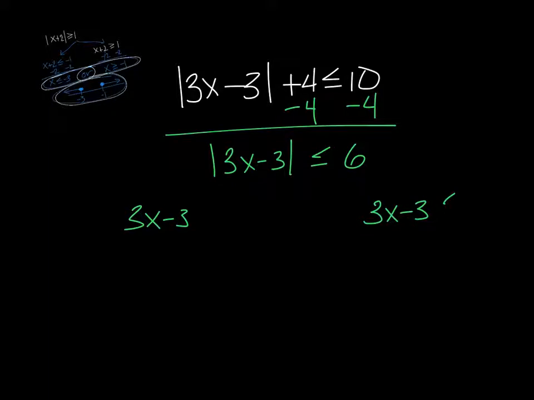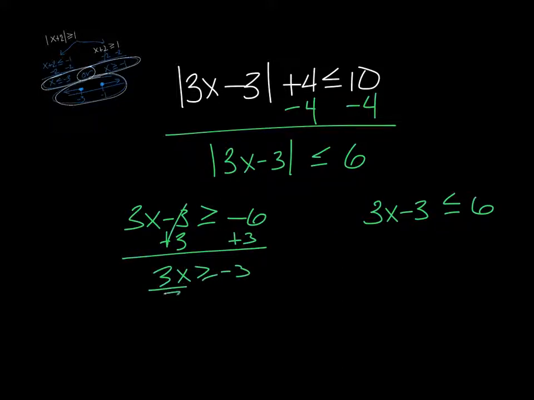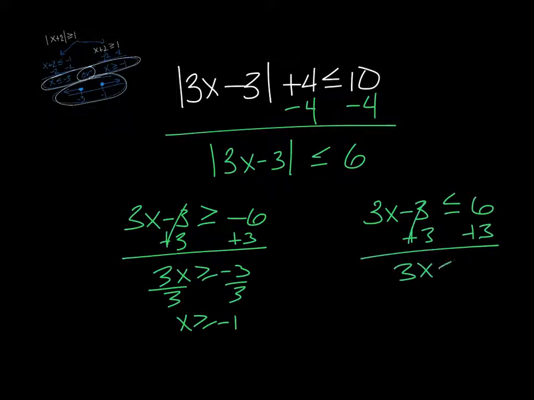So I do it with the positive, keep it exactly the same. When I do the negative 6, I have to switch the sign and then solve from there. I'll just do that quickly. Add 3. We have 3x is greater than or equal to negative 3. Divide by 3 on both sides. x is greater than or equal to negative 1. So add 3. 3x is less than or equal to 9. Divide by 3. x is less than or equal to 3.